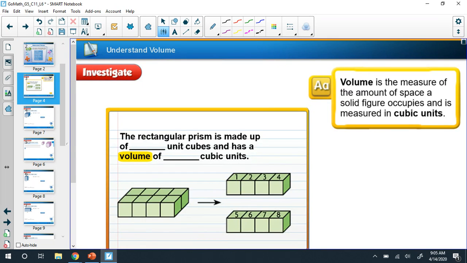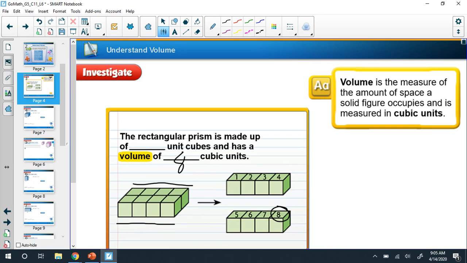So last week what we did is we really just spent a lot of time looking at pictures of rectangular prisms. We were counting up the unit cubes that made up that shape, right? So if we take a look at this one, we see that we have 1, 2, 3, 4 cubes here in the front, and we have 1, 2, 3, 4 cubes here in the back. And if we count all of those up, we see that we get 8 unit cubes to make up this rectangular prism.